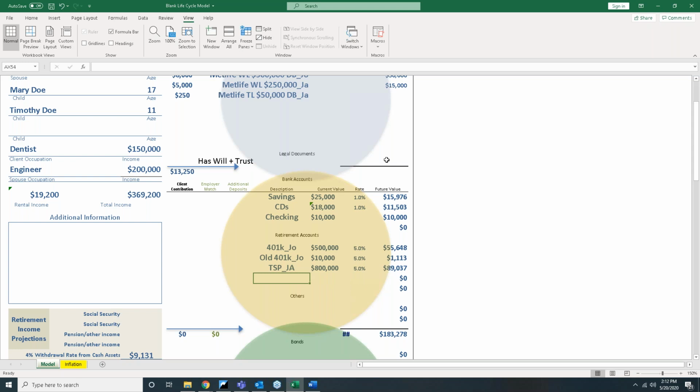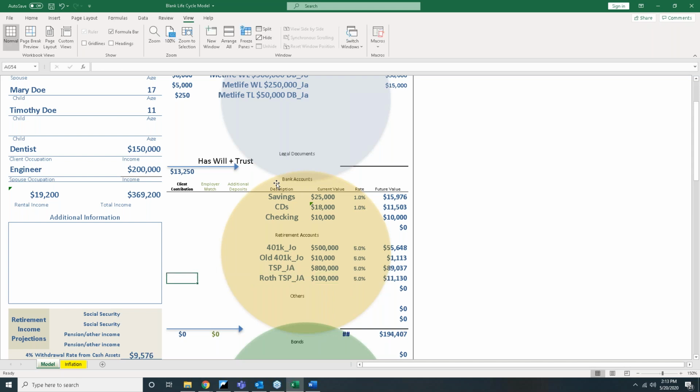Now, TSPs, they have Roth and they have traditional that they can use. So sometimes people have it split up. So what we'll do is, for posterity's sake, we'll say that she has a Roth TSP as well, so that we can show the difference. All right, so we'll put JA for Jane, and her Roth TSP, let's say she has $100,000, and then that 5%.